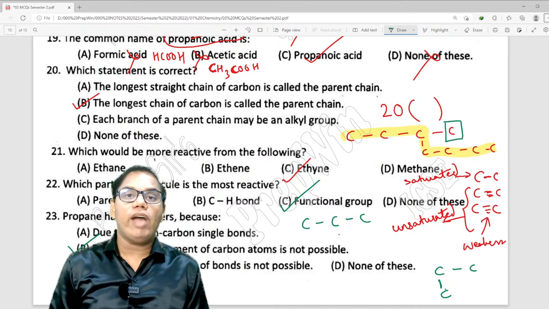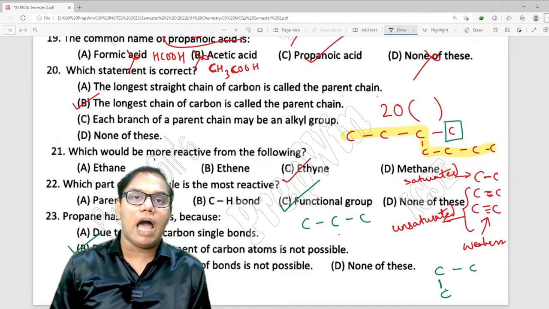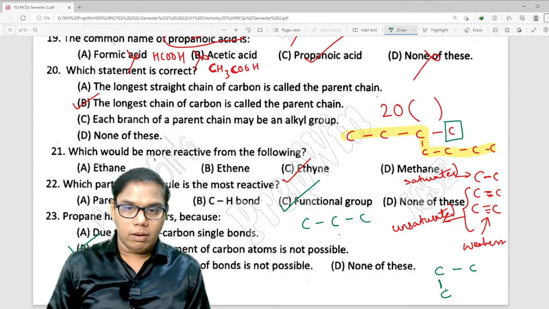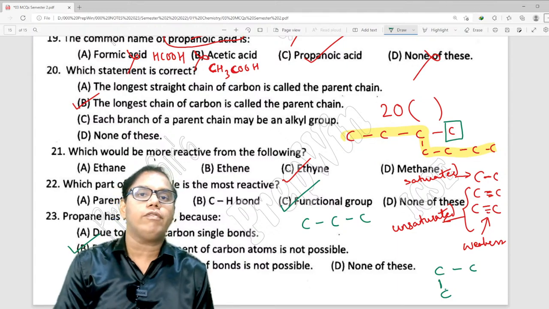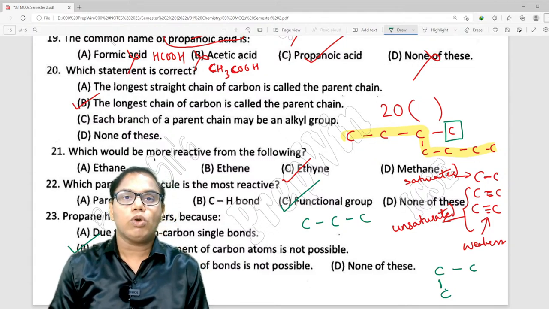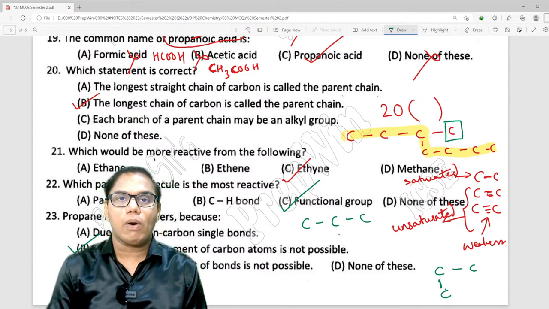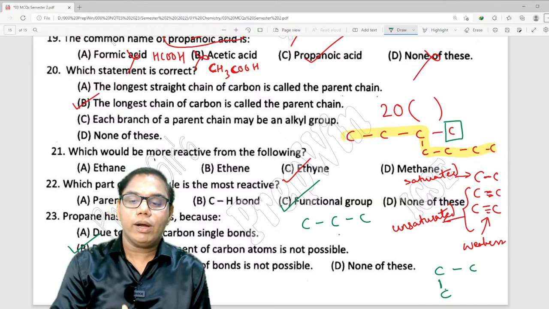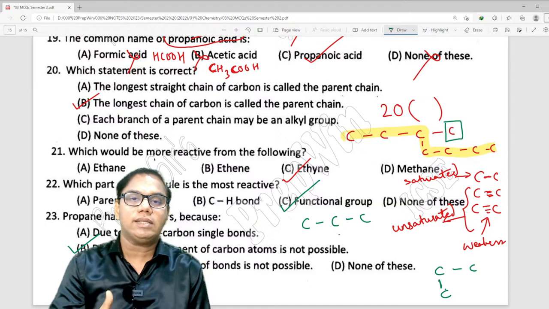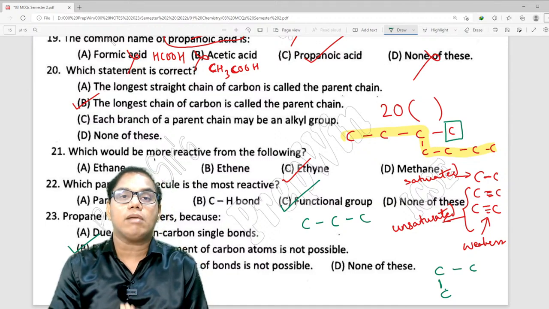Wo sare ke sare aane wale. Now, when you practice IUPAC nomenclature, generally, for practice, we give a lot of difficult questions. Utne difficult exam mein nahi aate. So, be rest assured about that, right? Wo ho gaya about the IUPAC naming. So naming and structure, that will not be that much difficult.